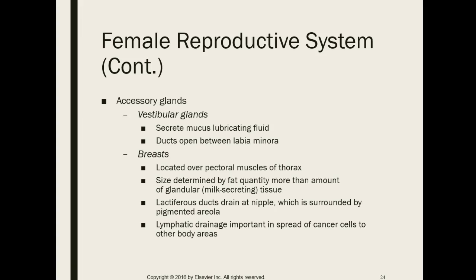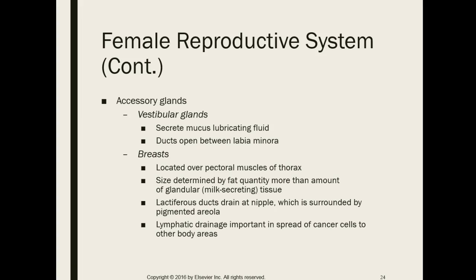Some accessory glands of the female reproductive system are going to be the vestibular glands, which secrete mucus. This is going to kind of act as that lubricating fluid during intercourse, and the ducts are going to open between the labia minora, which we'll look at in just a couple of slides.